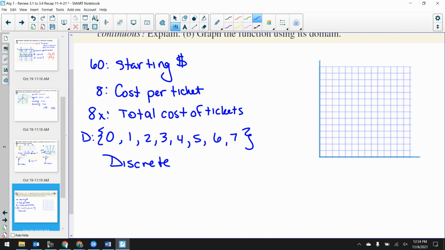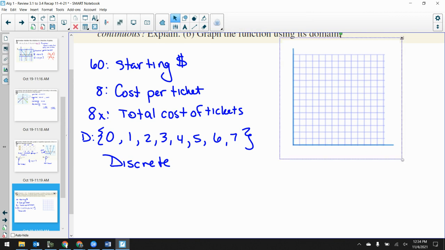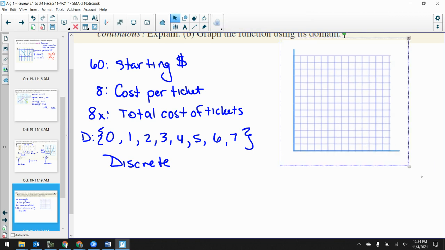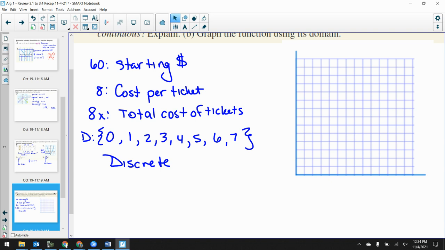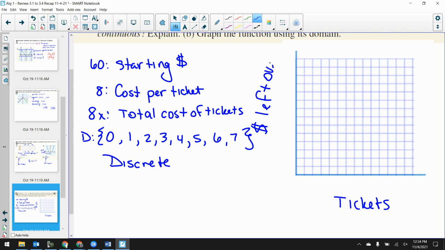Okay, now it says to graph the function using its domain. Now, make sure you label your axes. This is tickets, and this is money left over. Money left over. Not money, not total cost. It's money left over.